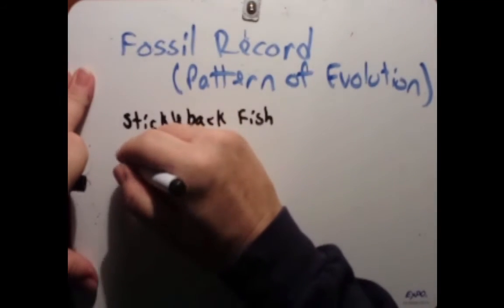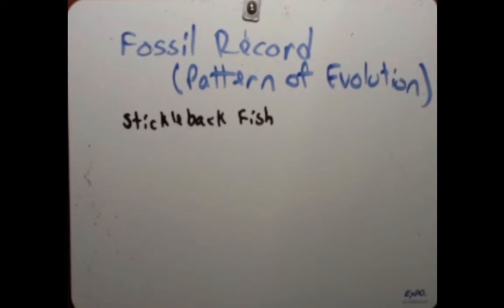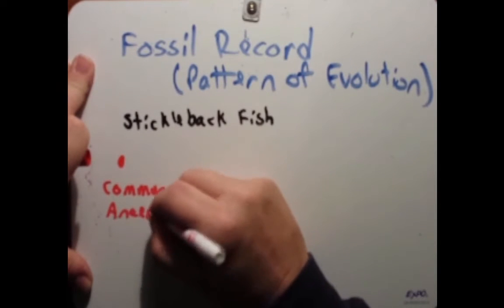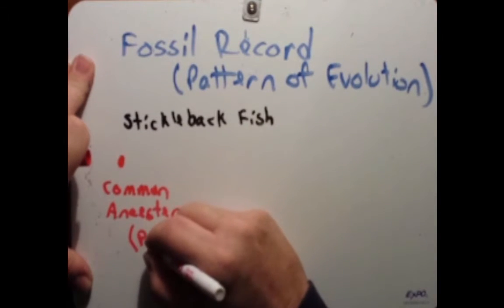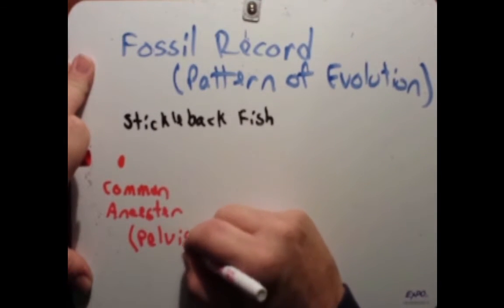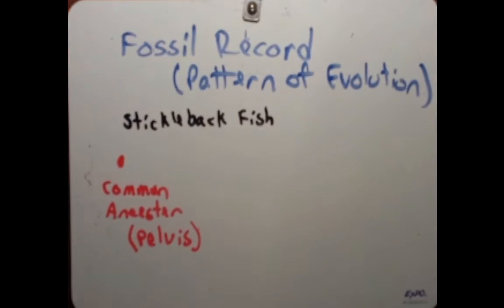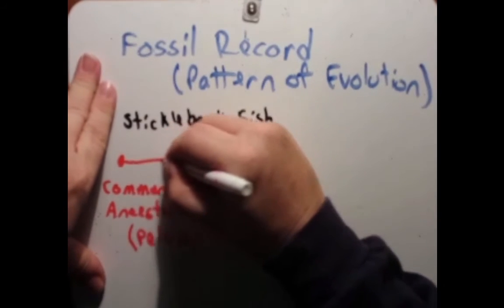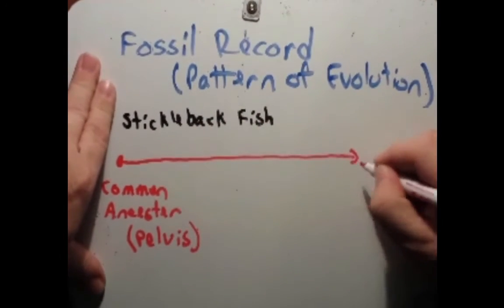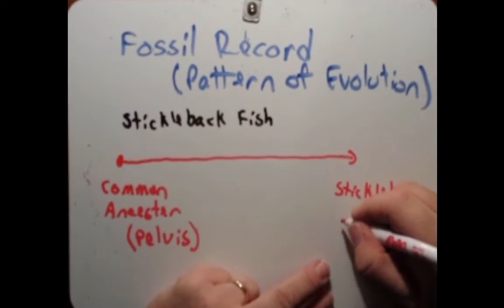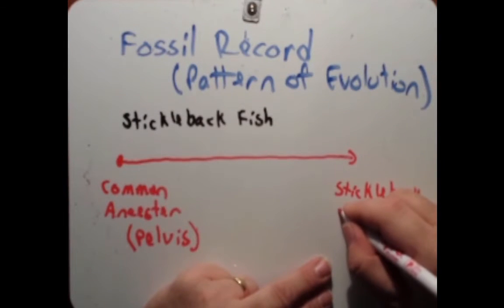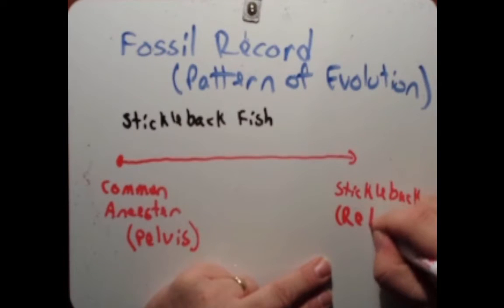So we know the common ancestor of the stickleback fish, the very earliest stickleback fish, had a pelvis and functioning hind limbs. It could walk. It could use the pelvis. Throughout the course of evolution, we end up with the stickleback fish, which of course doesn't have hind limbs and also has a reduced pelvis.